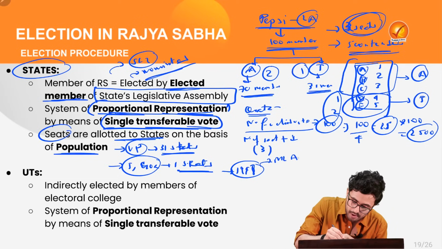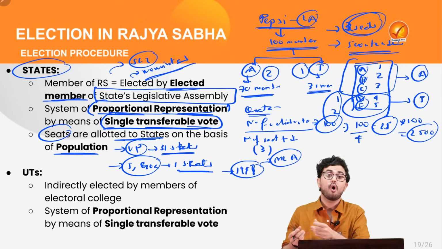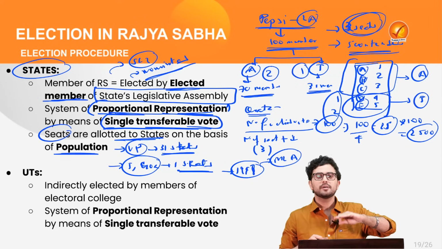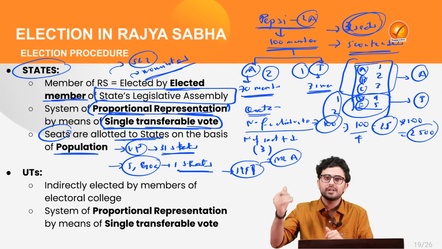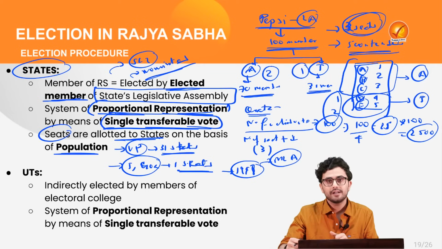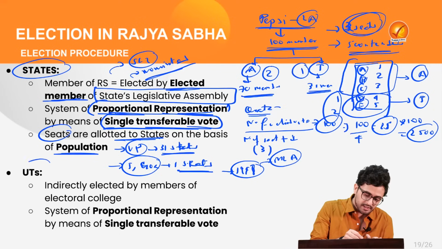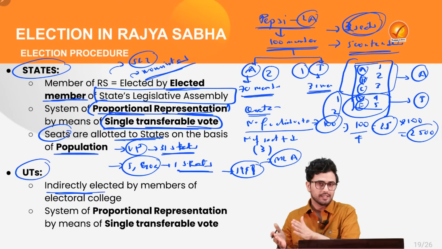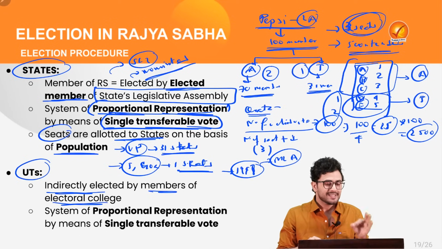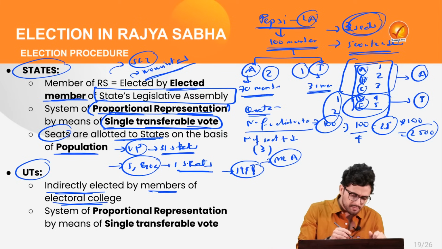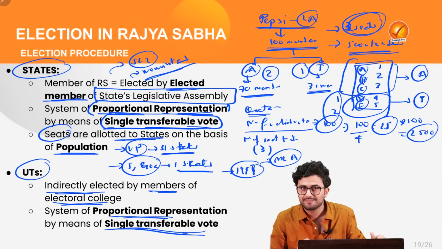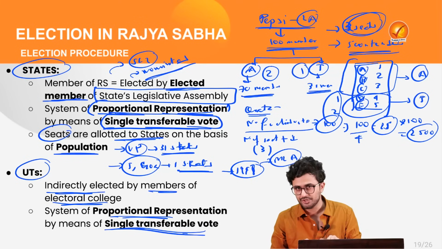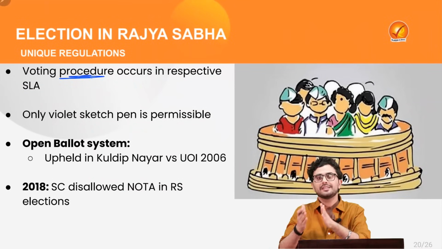However, in 1998, in the Maharashtra Legislative Assembly, there was an issue of cross voting, where instead of voting on party lines to select a member from my party, let's say A, B and C, even though I belong to Party A, I voted for D and E. This created an issue and ultimately led to a proper voting system in Rajya Sabha's election. On similar lines, the election also takes place in union territories, where these members are indirectly elected by the members of an electoral college, which is specially constituted for this election. At the same time, this election also takes place on the basis of proportional representation and by means of single transferable vote.